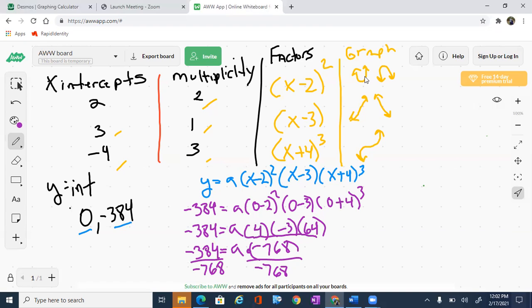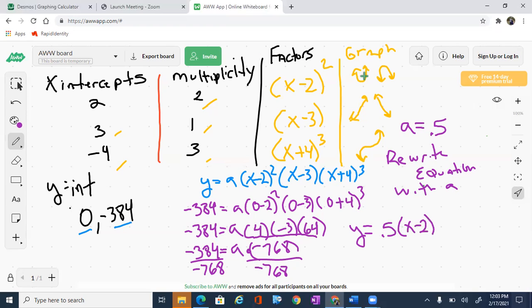And one thing I know just from Desmos is that my a value will be equal to 0.5. I just typed that into Desmos a little bit. And what I'm going to do is rewrite the equation with a, which is my vertical stretch. So I'm just going to simply rewrite y equals 0.5 times x minus 2 squared, x minus 3, and then x plus 4 cubed.